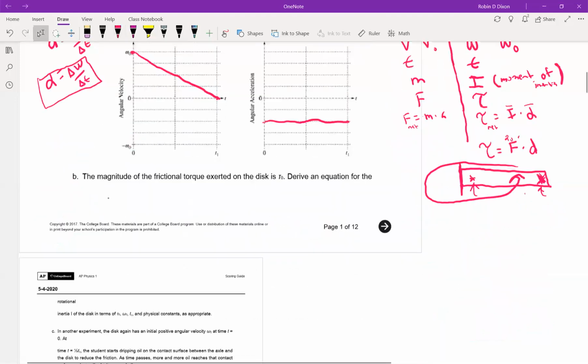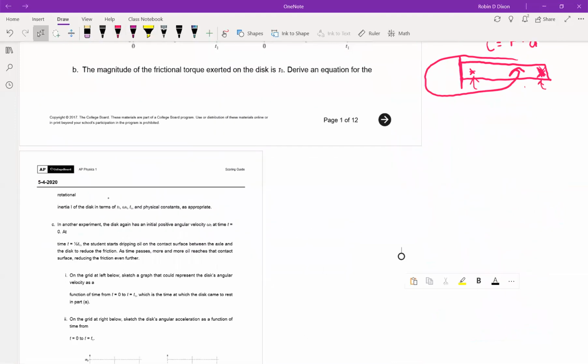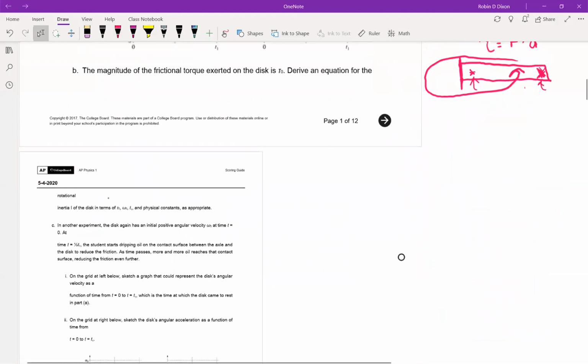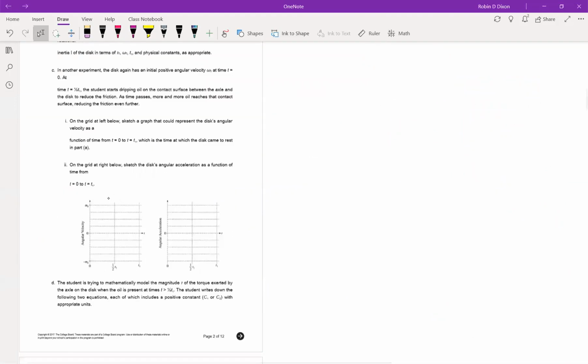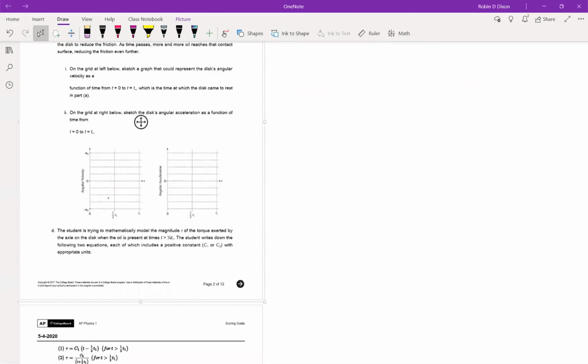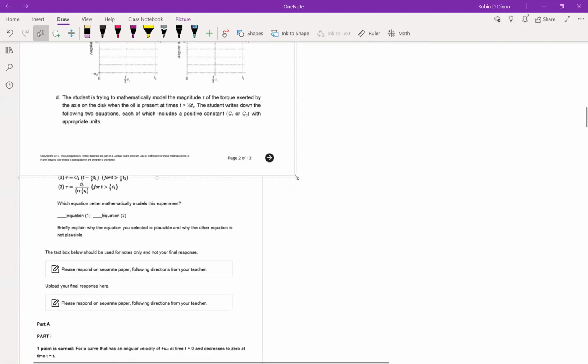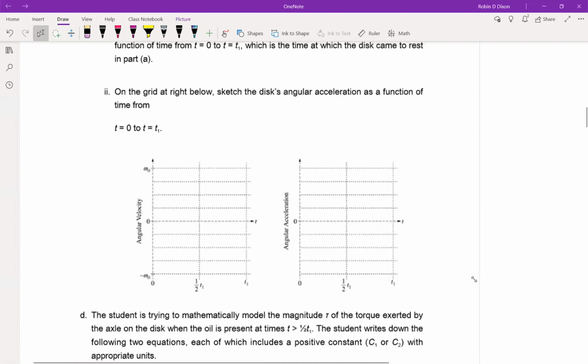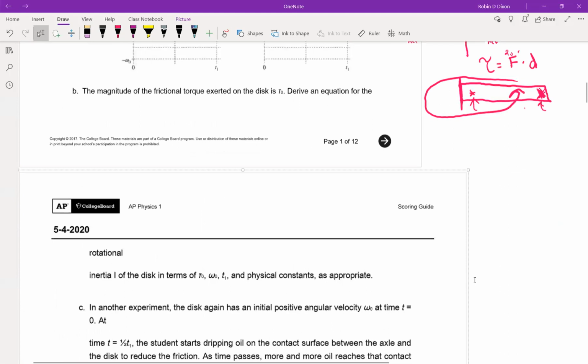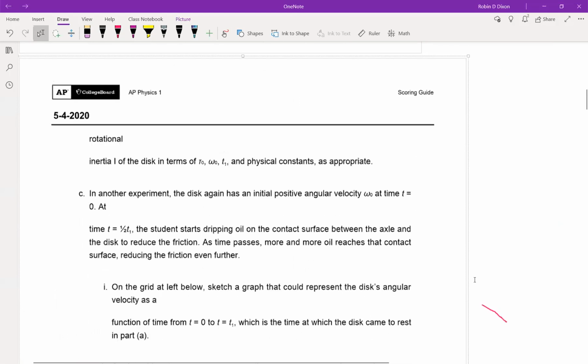The magnitude of friction torque exerted by this is tau, the Greek letter tau. Let me make this bigger right here. Derive an equation for the inertia I, that's moment of inertia, of the disk in terms of torque, initial angular velocity omega naught, and time, and any other physical constants if they are appropriate.